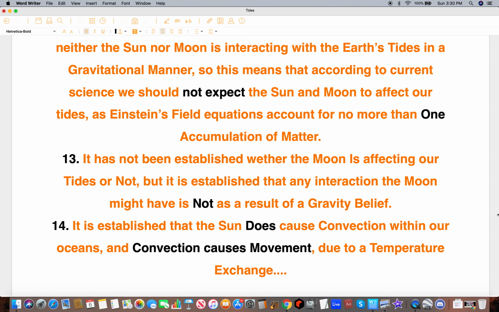Okay, 14. Okay, the last one. It is established that the sun does cause convection within our oceans, and convection causes movement due to a temperature exchange. So the sun is causing convection, right? It's causing movement. So you have the sun causing movement due to the temperature changes and density changes.